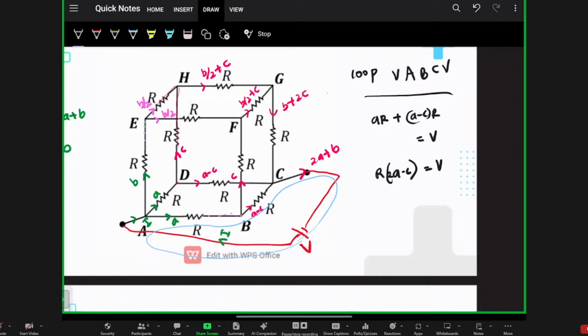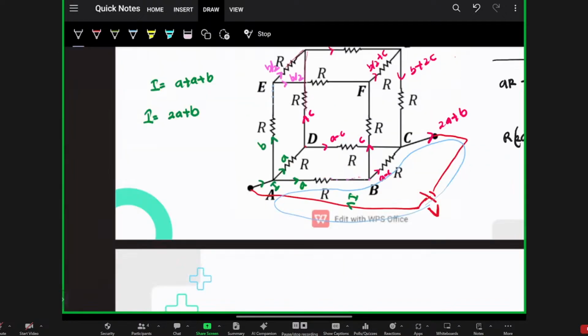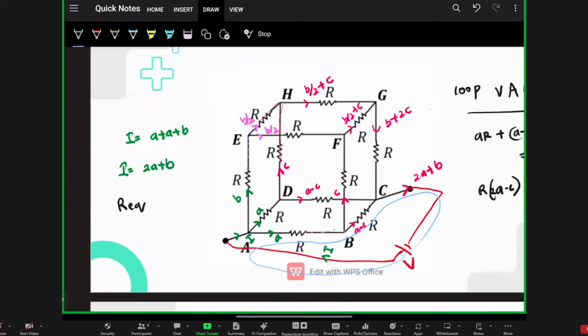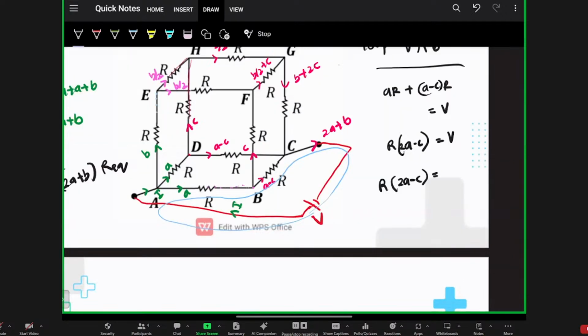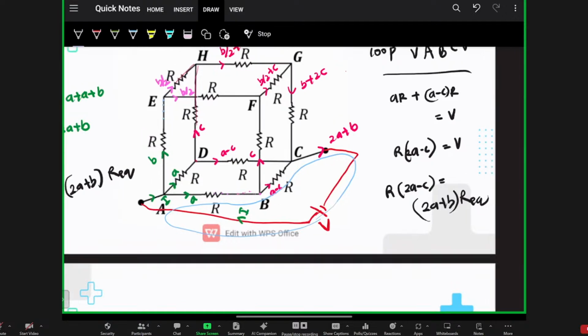Correct? Yes. Suppose the equivalent resistance of this system is Req. Then I can write V is equal to 2A plus B, that is the total current flowing through this system, into R equivalent. So I can write this equation as R into 2A minus C, which is equal to 2A plus B into R equivalent. Okay, clear? Yes.